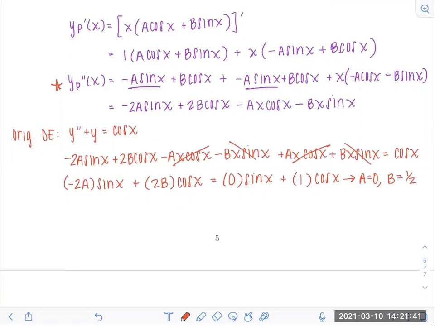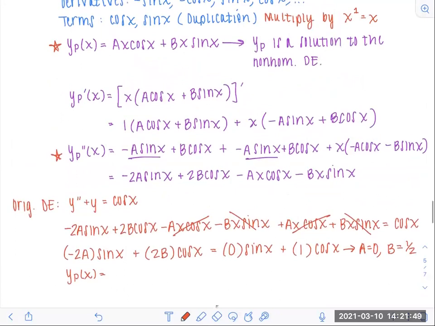All right, so what I have now is officially my particular function yp of x equals, okay, my a dropped out and I got my b to be 1/2. So 1/2 x sine of x. All right, so this is officially my particular function.